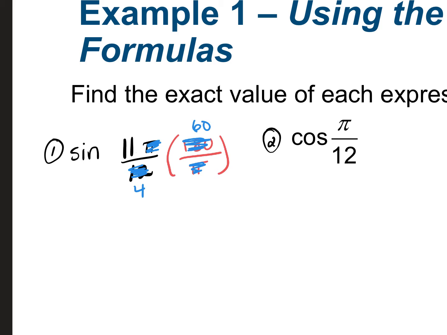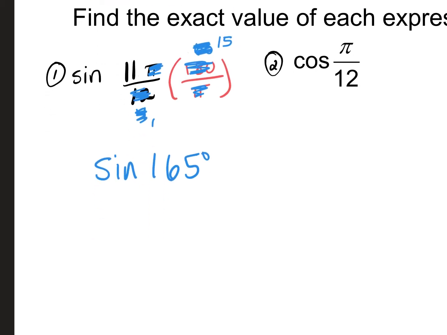Can I simplify more? Okay. By 4. 4 goes into 4 how many times? Once. And 4 goes into 60 how many times? 15. So you're left with 11 times 15. Well, what's 15 times 10? 150 plus 15 more gives me 165. So what they're asking you for is the sine of 165 degrees. All right? Sine of 165. That's what they're asking you.